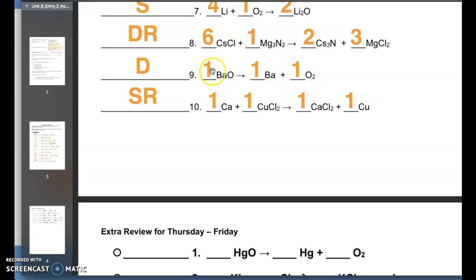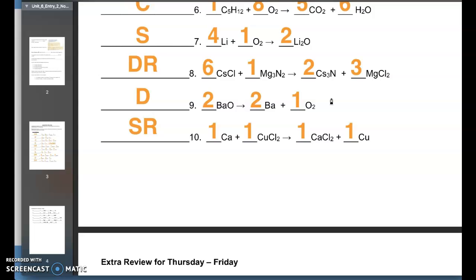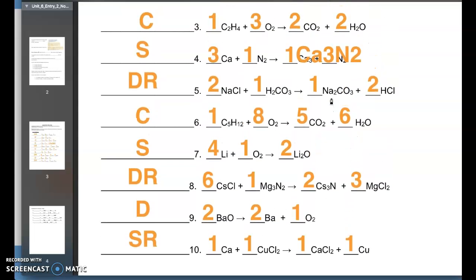To balance this one, I need 2 oxygens, so I got to have 2 here. That gives me 2 bariums, so I need a 2 there. And last one, I have 1 calcium, 1 calcium. 1 copper, 1 copper, 2 chlorines, 2 chlorines. So that one's actually all balanced as it is. Remember, you don't have to write the ones, they're implied, but you should know that there is a 1 in that spot.